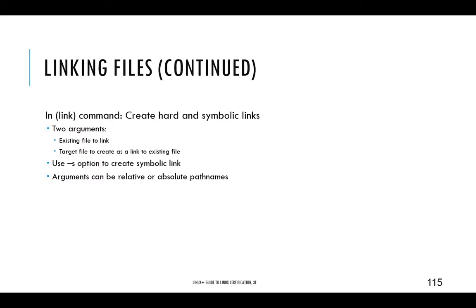In the link command, you have two arguments. You can link to an existing file, and then you have to have the target file to create the link to. So you have to know both files in order to do it. And if you want to make it a symbolic link, you just add -s.